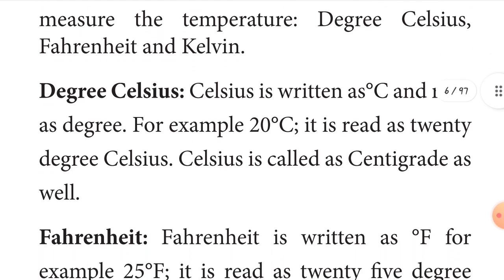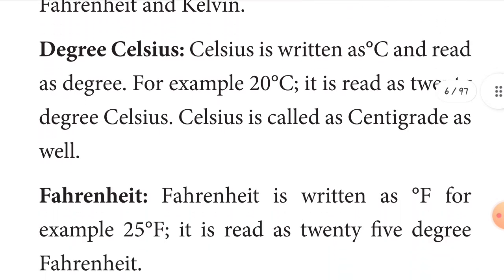First, let's see the degree Celsius. Degree Celsius, already you know, C is a capital letter. Celsius is written as degree Celsius and read as just degree. For example, 20 degrees Celsius is read as 20 degree Celsius. This is what you are telling approximately. Celsius is also called what? Centigrade. Celsius means centigrade as well.